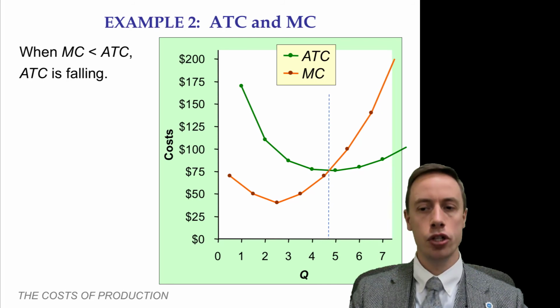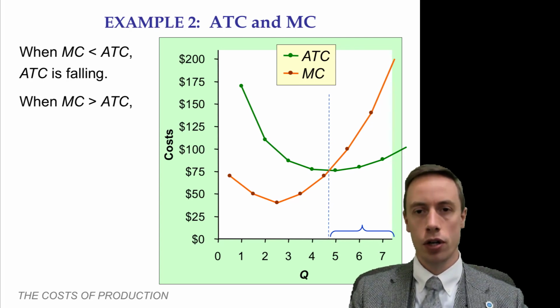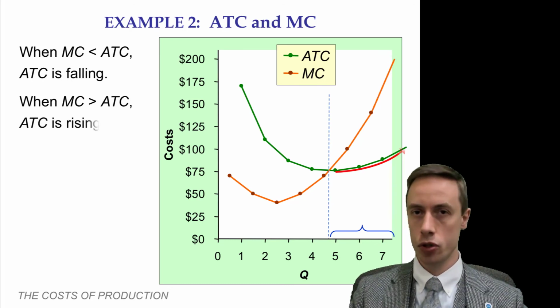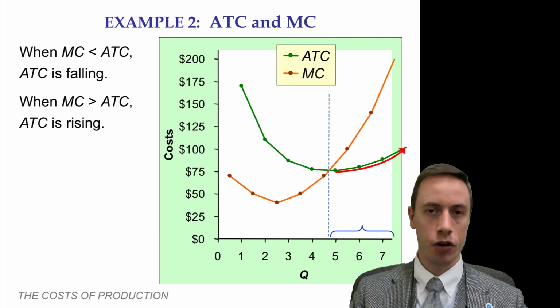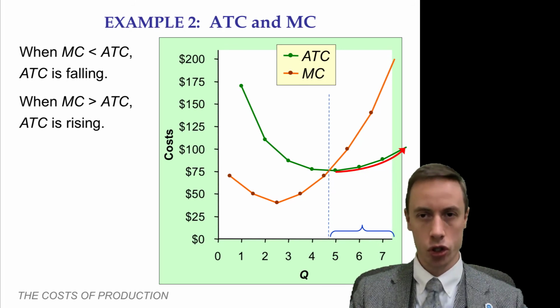But then we reach the other side of this intersection, now indicated by the blue brace. Here, the additional cost of each unit is higher than the average. Anytime you produce a unit at above average cost, your average cost will rise. Again, think of a classroom. If we add a student with an above average grade to a class, the class average rises.